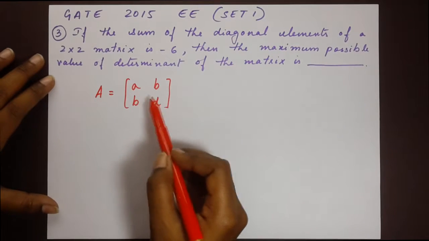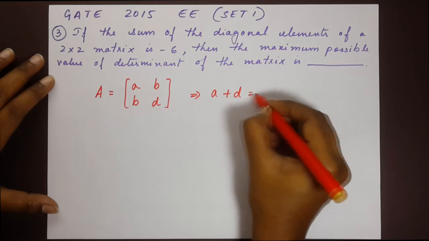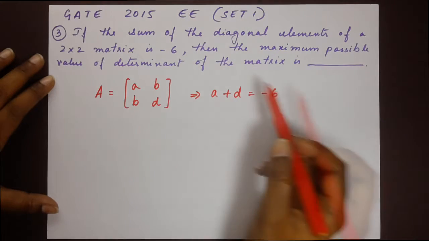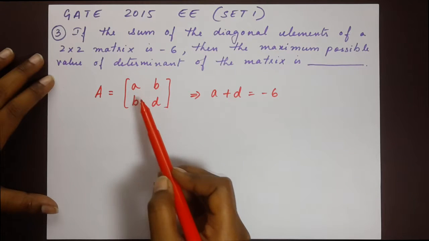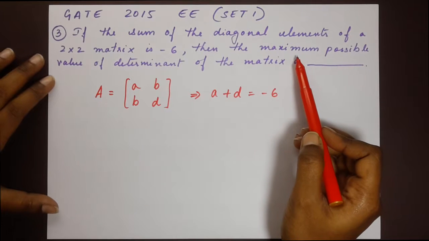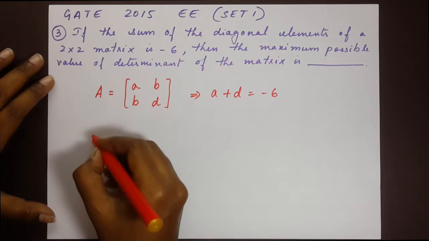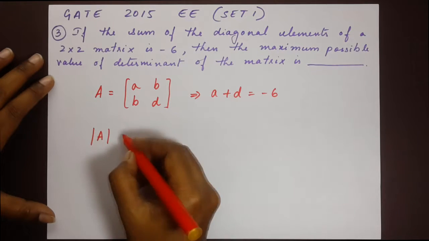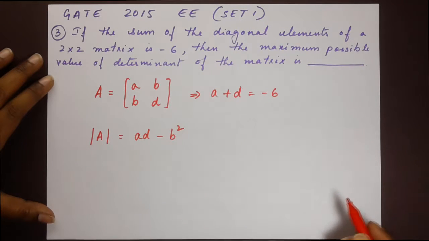So what we have here is now a + d = -6, because it says sum of the diagonal elements. So that's a + d. a + d = -6. Then we have to find out the maximum possible value of the determinant. Let's work on the determinant. det A = ad - b².